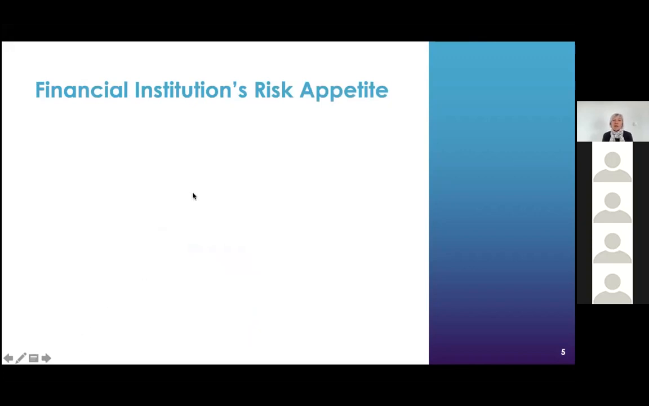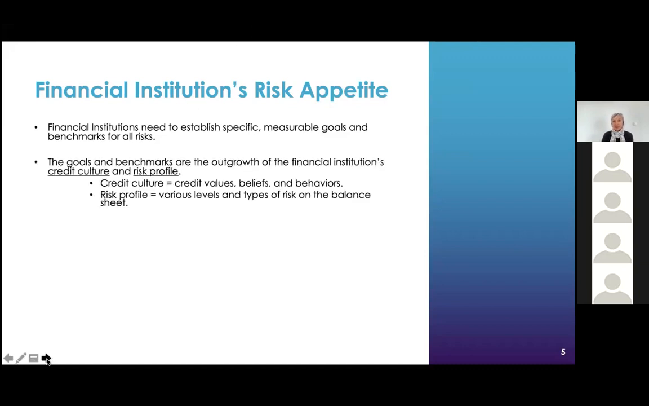So let's talk about a financial institution's risk appetite. What is a risk appetite? A financial institution always has to set some specific measurable goals and benchmarks for all risk. We don't want to just throw money out the door, right? That's not what our institution is. I used to work for a bank president who said to me, no money, no mission. We want to give loans out to our businesses, to our clients, but we want the money to come back, because if they don't give it back to us, we can't give it again. So that's the important thing here, understanding we have to set some limits.